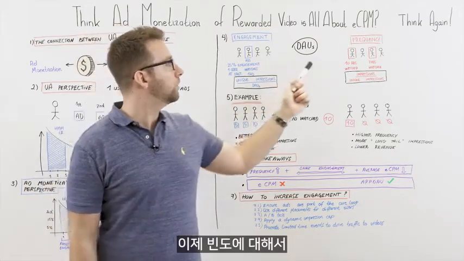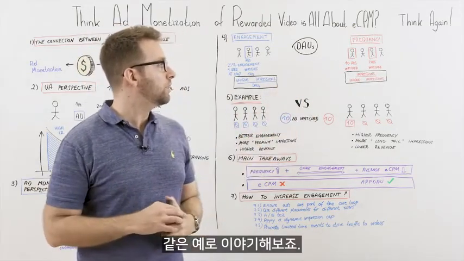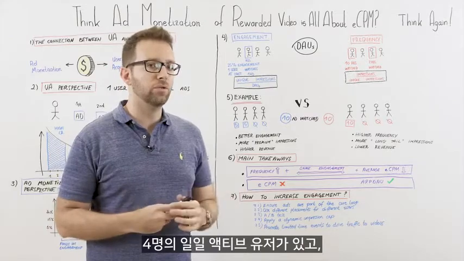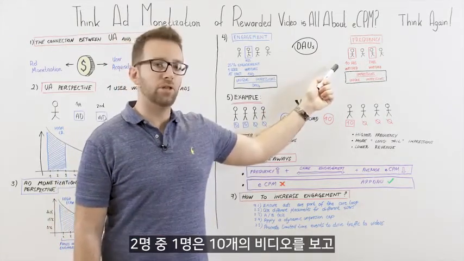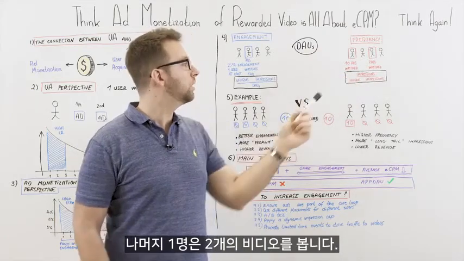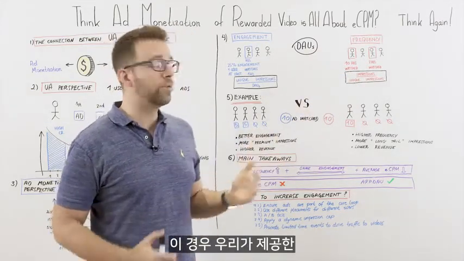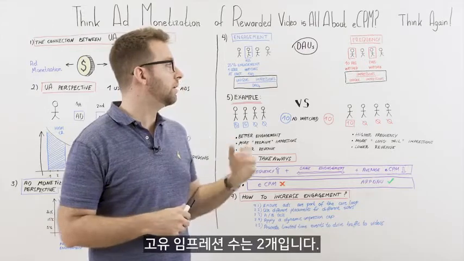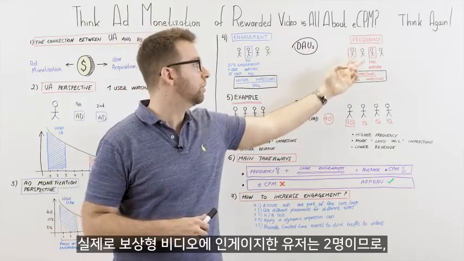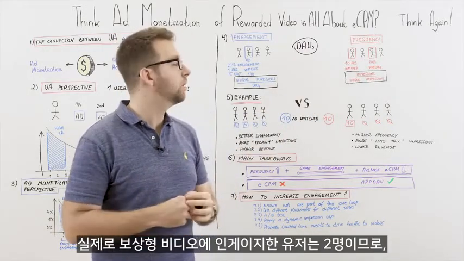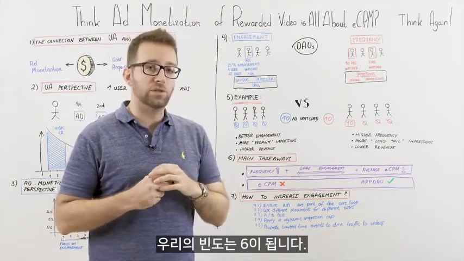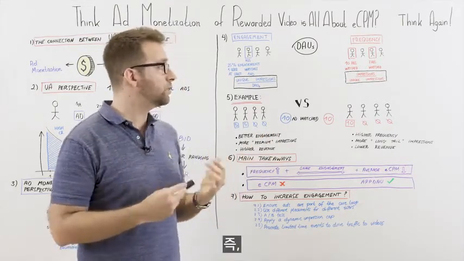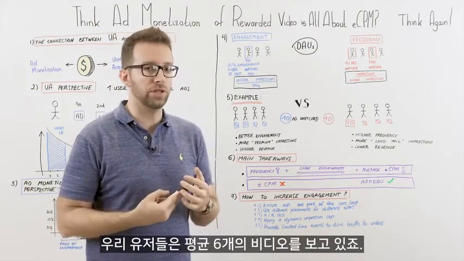If we want to look into frequency, with the same example, we have 4 daily active users. 2 of them are watching videos. 1 of them is watching 10 videos, and the other one is watching 2 videos. In this case, the total number of impressions we are serving is 12. And as we have 2 unique impressions, so 2 users actually engaged with rewarded videos, our frequency will be 6. So on average, our users are watching 6 videos.